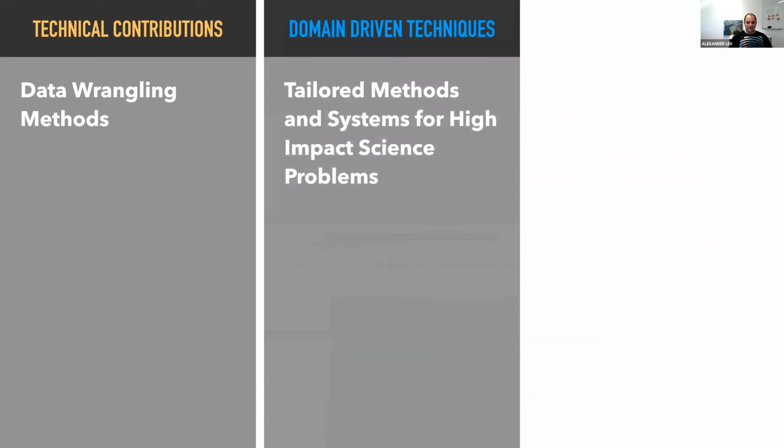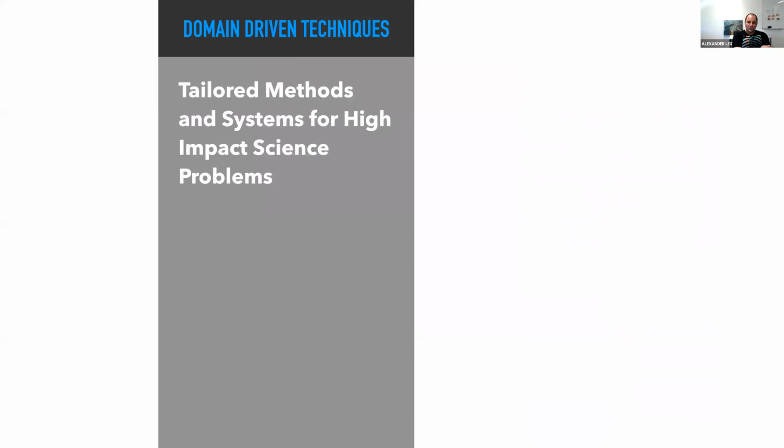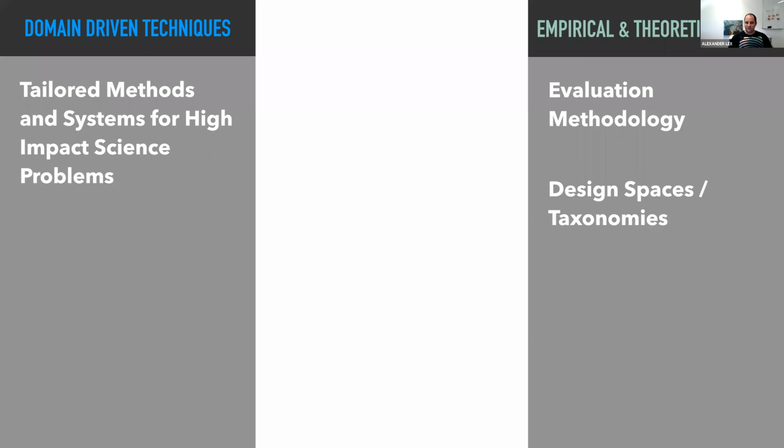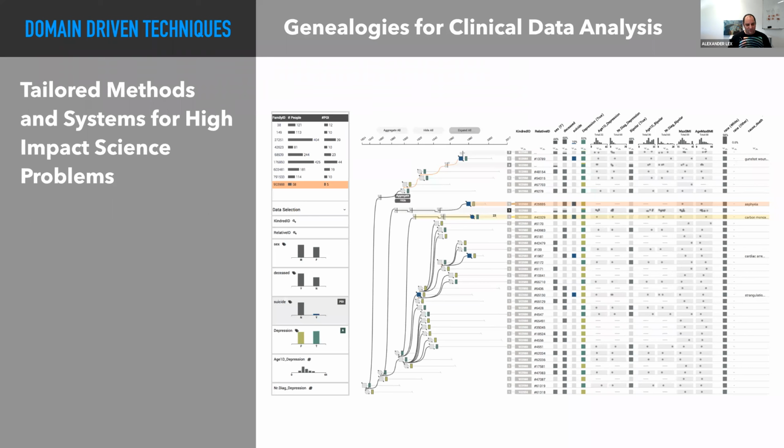An example for a domain-driven technique would be this tool Lineage, where we worked with psychiatry researchers and geneticists that wanted to study the genetic component of suicide. And it turns out that genetics is fairly strongly responsible for how people commit suicide. What these researchers do is look at large family pedigrees and study the relationships between suicide cases in these families and what the other attributes are.